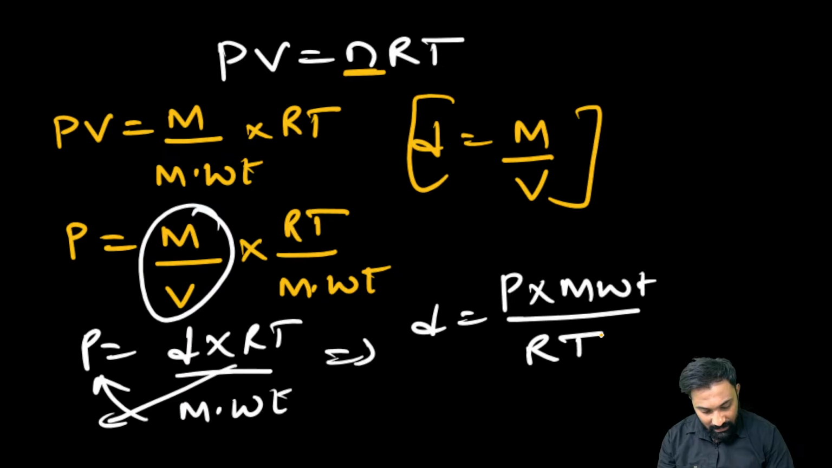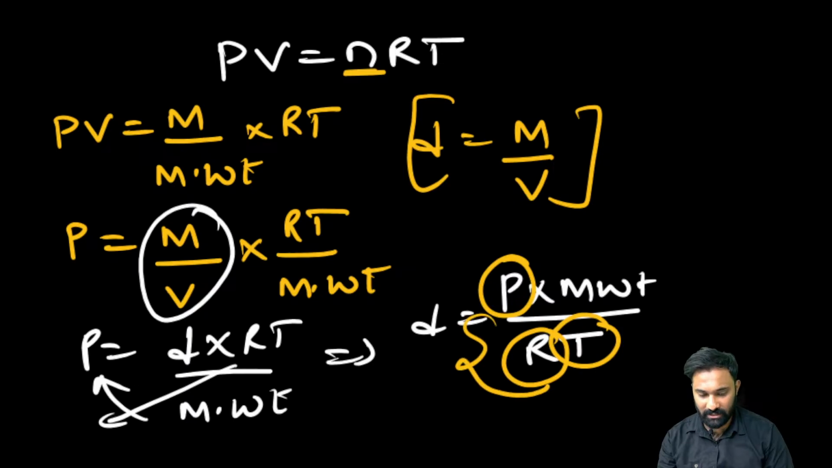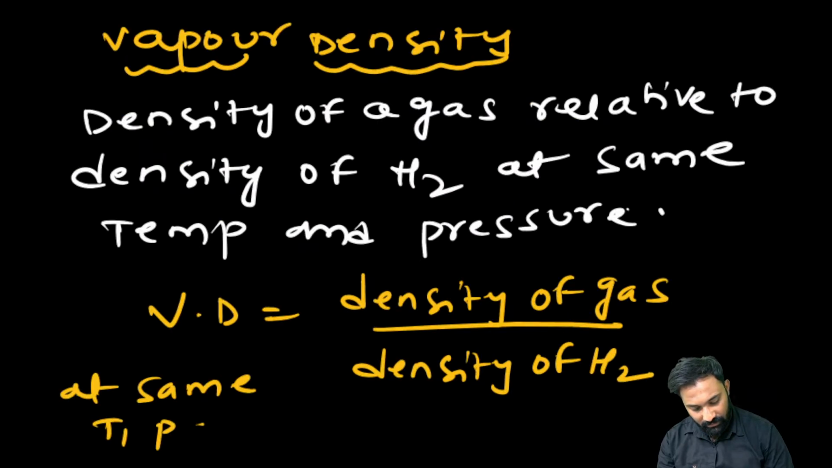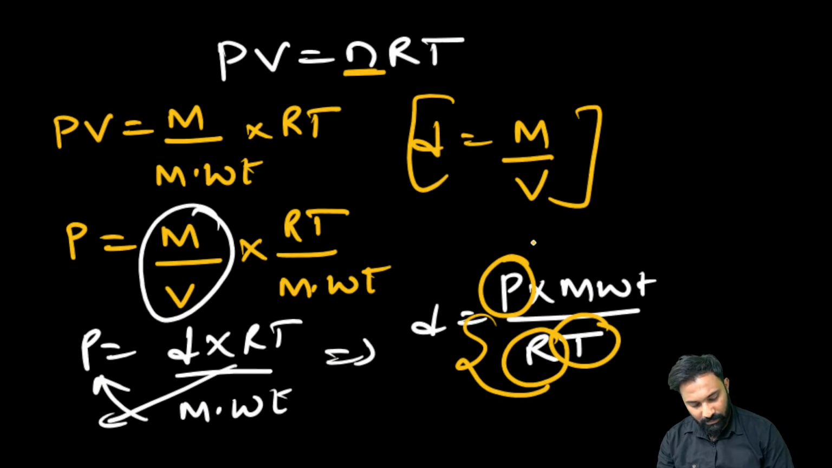Now at the same temperature and same pressure, and with the universal gas constant, these three values are constant. Same temperature and pressure means pressure is constant, temperature is constant, and R is constant.